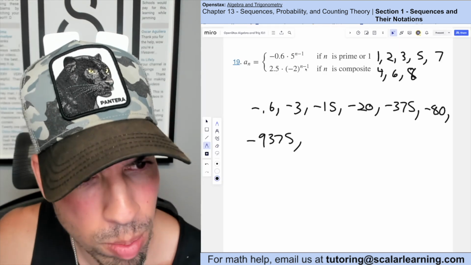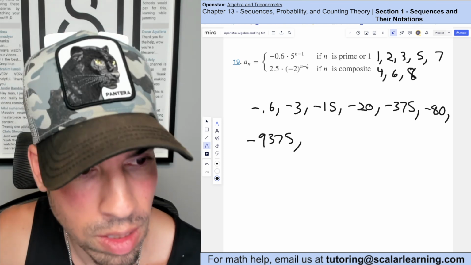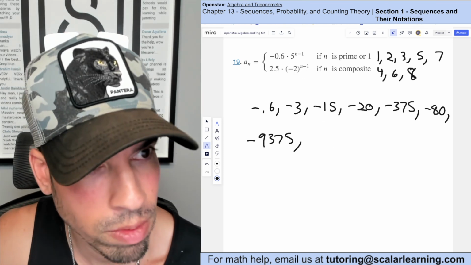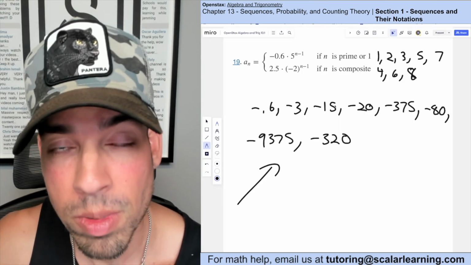And last but not least, we plug in 8 down here. 8 minus 1 is 7. Negative 2 to the 7th is negative 128 times 2.5. That's negative 320. So here are your first 8 terms done.